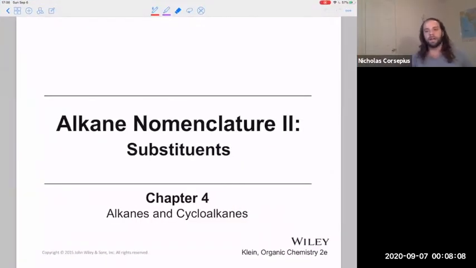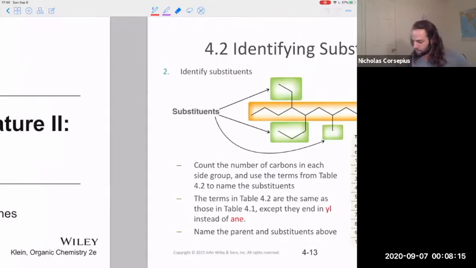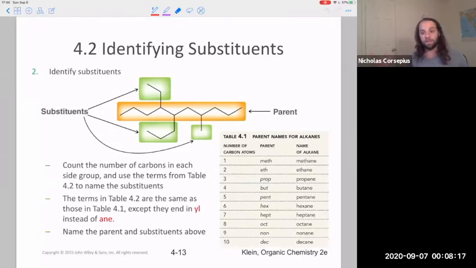All right, so now that we've figured out how to identify and name the parent chain in an alkane, let's move on to the substituents. The whole shtick here is you're going to be given a molecule like this, and the first thing you're going to do is figure out what the parent chain is. In this case, 1, 2, 3, 4, 5, 6, 7, 8, 9, 10. 10 contiguous carbons is my longest continuous set, so that's my parent chain.